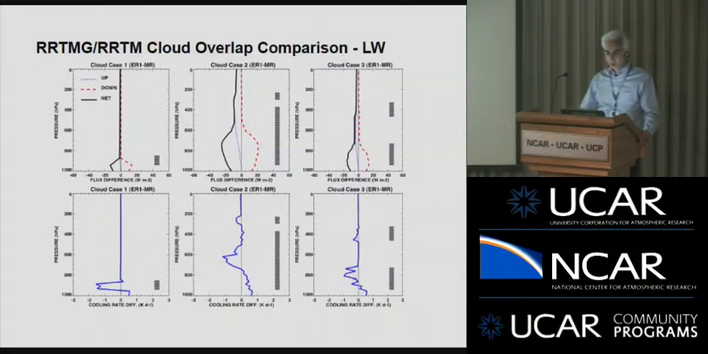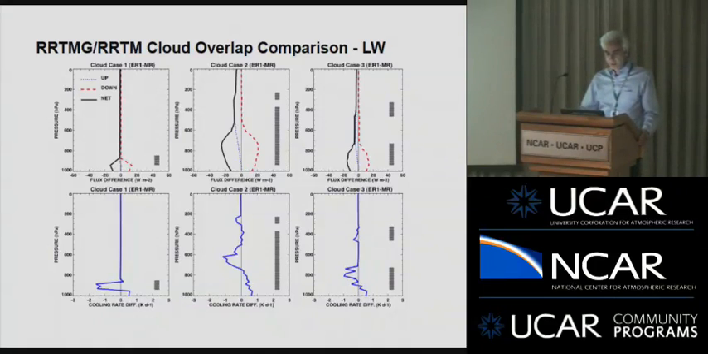So to give you a single column example of the impact of changing the cloud overlap, these are flux and heating rate differences between exponential random and maximum random for 3 different cloud configurations where the clouds are indicated by the gray boxes. On the left you have a low, shallow cloud, in the middle you have a taller cloud, and on the right you have 2 different cloud blocks.